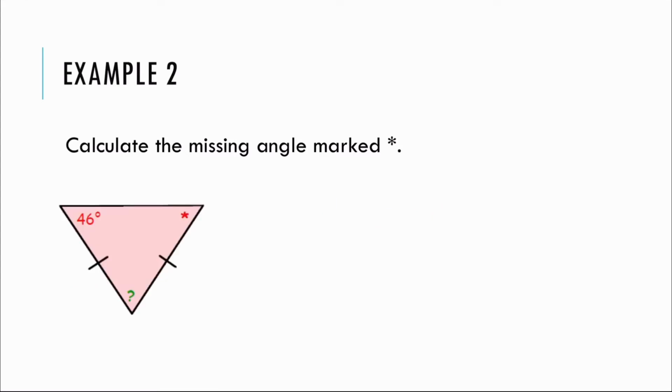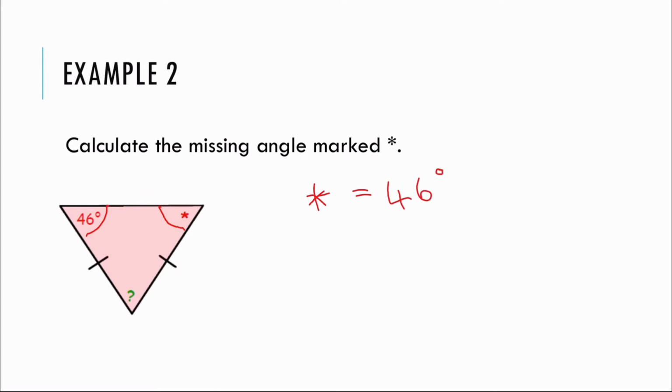In example 2, we have two angles to calculate. So let's start by finding the one that is equal to 46. This angle here is created between the equal side and the unequal side. So that means that the star angle is 46 degrees.